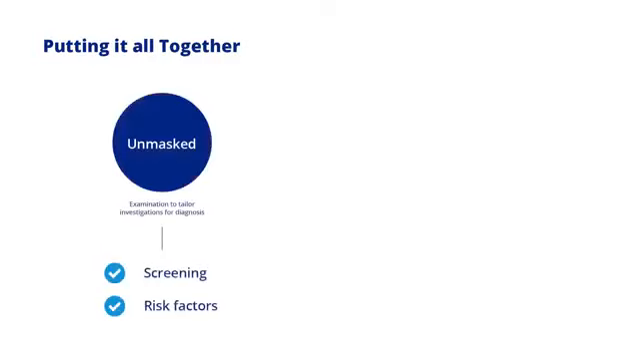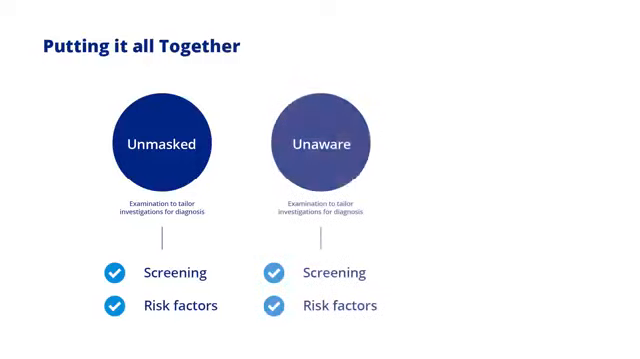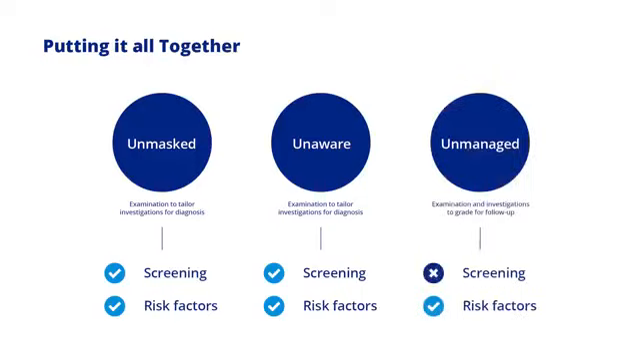So putting it all together. For your unmasked patient, you need to perform screening and look for risk factors. Sometimes you might find some clues that they're going to have ocular surface disease after the surgery. Unaware patients, your screening and risk factors will identify this group. And then once you find some sign of the type of ocular surface disease they have, you can do your examination and tailor investigations to make the diagnosis.